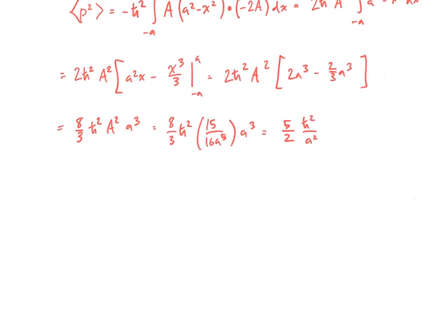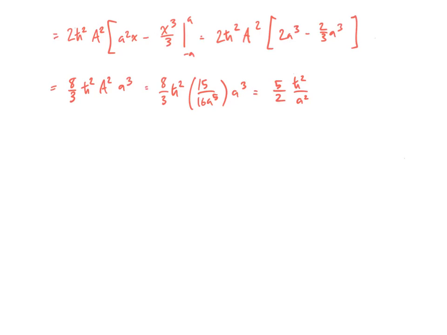Okay, so now we're almost done here. We've got an expression for the standard deviation of position, which is going to be the square root of the average of x squared, which we calculated to be a squared over 7, and then minus the average position, which was just 0 squared, and this of course just equals a over the square root of 7.